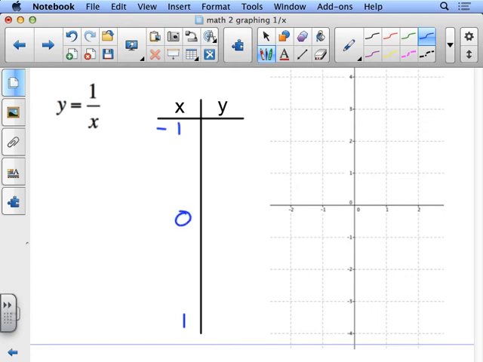Now, 0 is a problem. When we put 1 over 0, it's undefined, which we also symbolize with the dotted line. Okay? So we plug in -1. Let's plug in -1/2. Let's plug in -1/4. And that might be enough on that one.